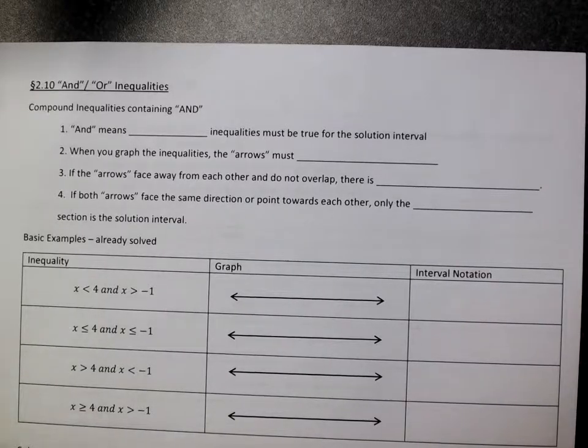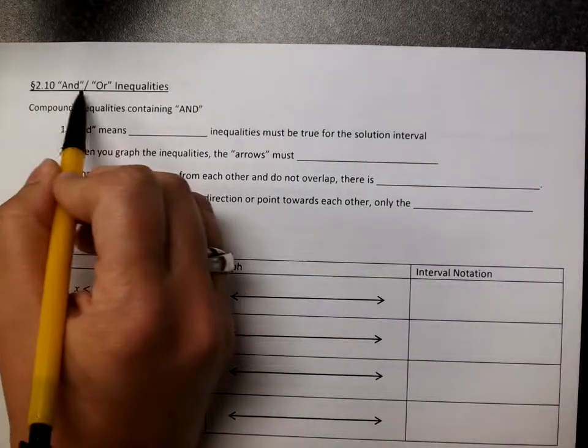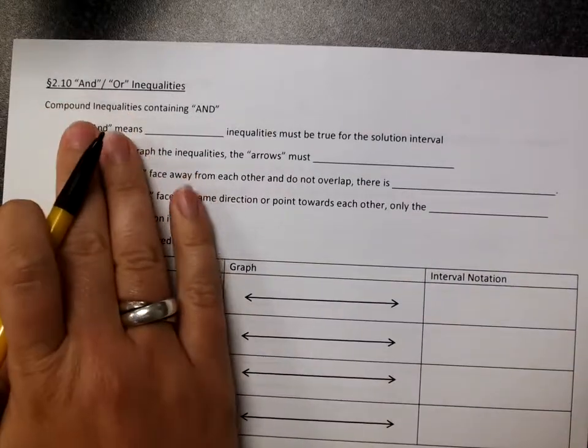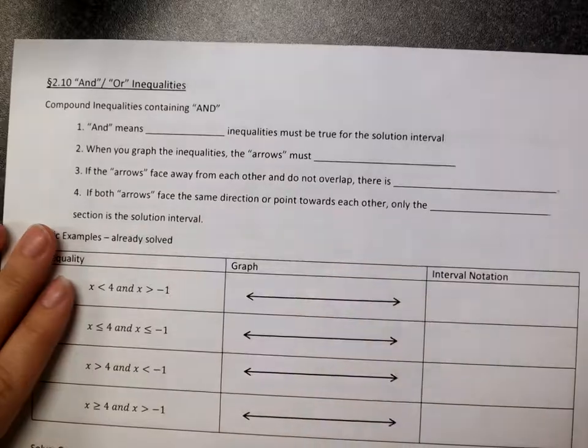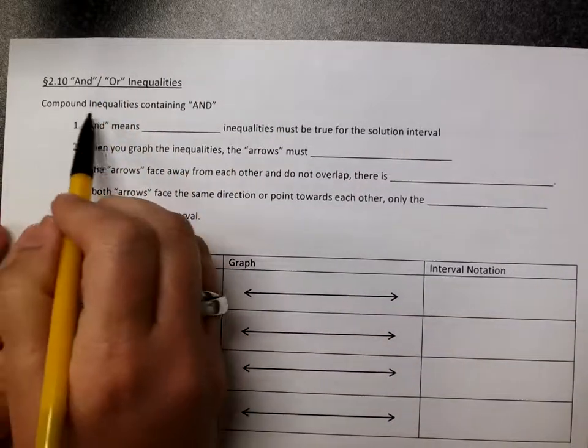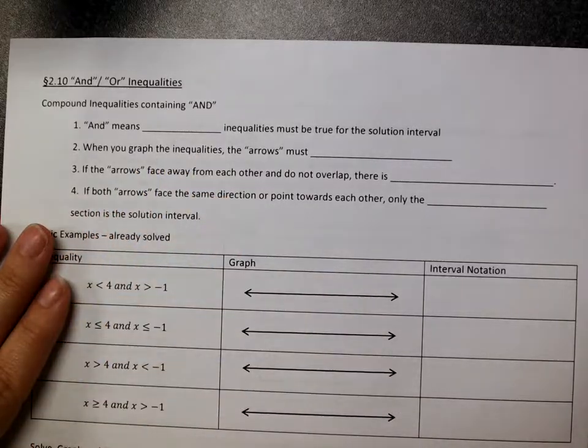This is section 2.10 in your textbook on and/or inequalities. So we're going to talk about inequalities containing and, and then we'll talk about inequalities containing the word or. So, compound inequalities containing the word and.